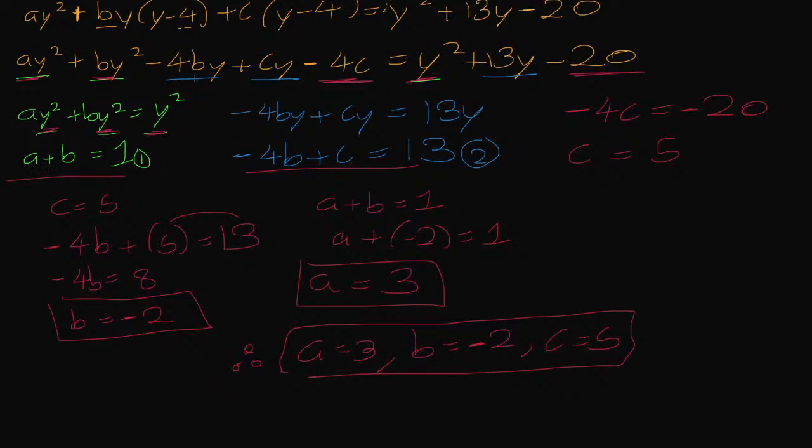Then we equated the ones with y on its own. So we had these, minus 4by plus cy, 13y, and then we just let them equal. We got rid of the y's. We had minus 4b plus c is equal to 13. And then for the third one, we had the ones with no y's, which is minus 4c equals minus 20. We got c is equal to 5, and now we work backwards from there, subbing them into each one.